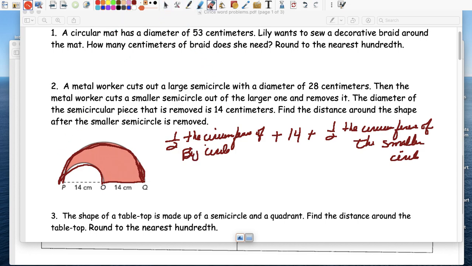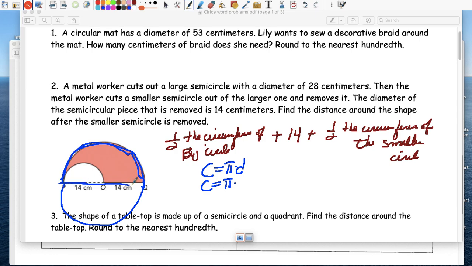All right, let's focus on the big circle. Remember, how do you find circumference? C equals pi d, so circumference equals pi times diameter. What's the diameter of the big circle? Imagine it was a big circle. Diameter is this line over here, and diameter would be 28. So 28 pi, and I'm going to multiply that. I actually want the numerical value.